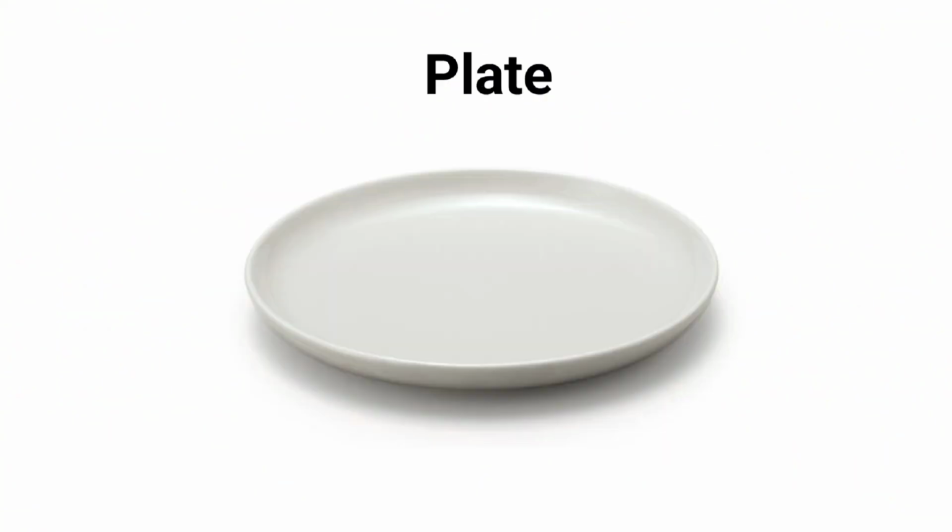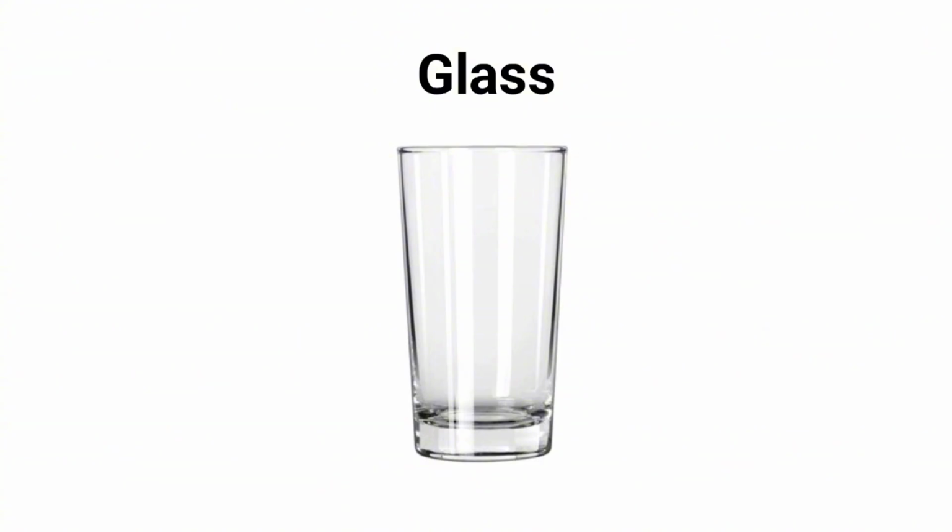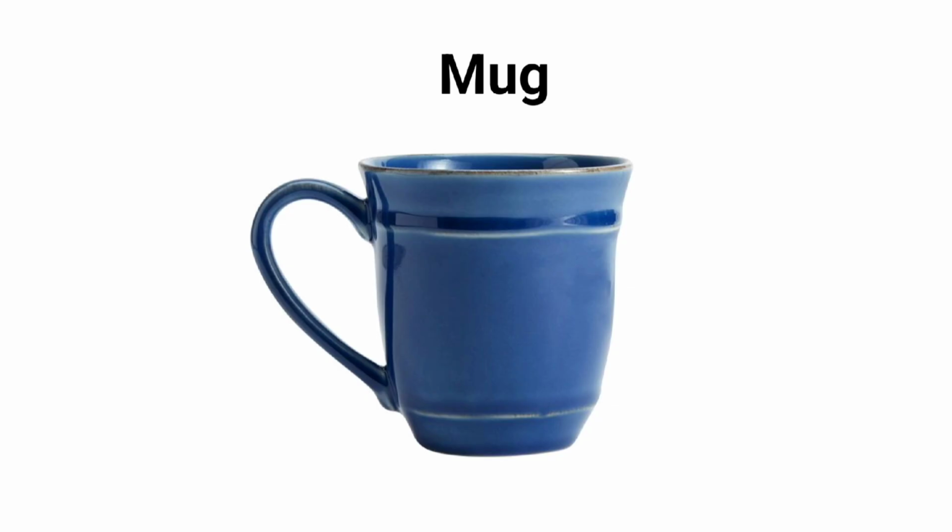Plate. The plate is white. Bowl. The soup is in the bowl. Glass. I drink water in a glass. Mug. The mug is big.